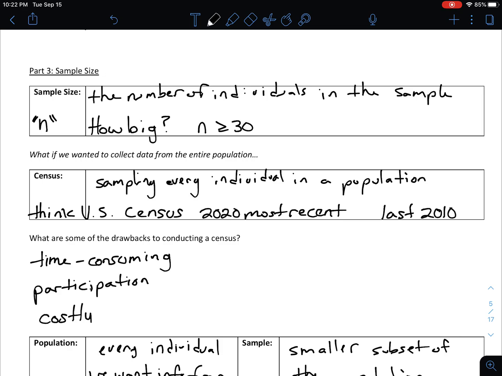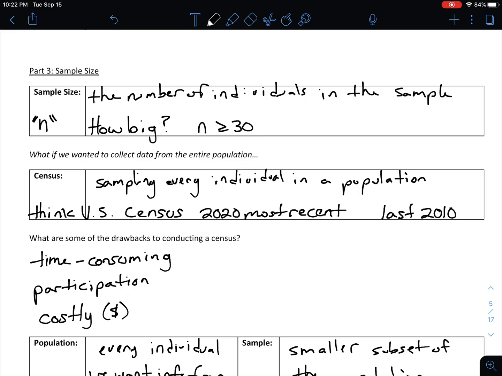The other thing that really kind of drives us away from conducting a census is they can be very costly. And now we're not just talking about costing us time, we're talking about costing us money. Because here's the thing, for U.S. Census, just the price of postage stamps alone to be able to send a census out, not just once, but multiple times to over 300 million people in the United States, by itself is just astronomical in terms of cost.